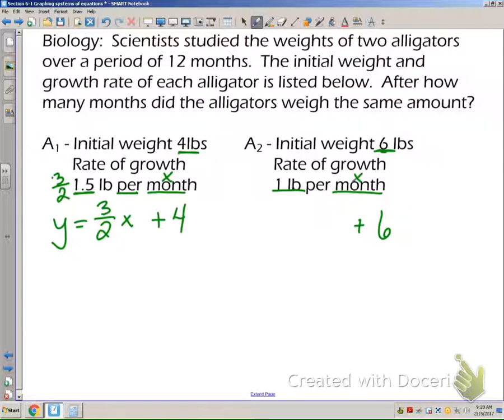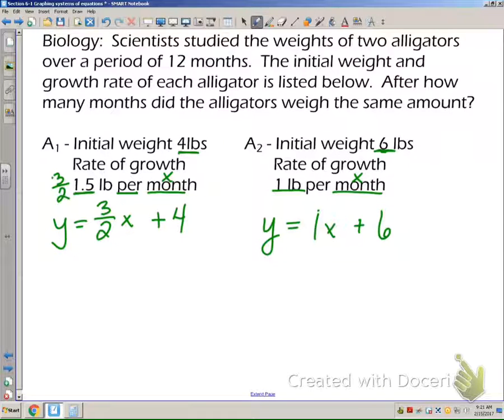So once again, I want to let x be the number of months. So 1 pound times the number of months plus the 6 pounds that he weighed to begin with gives me alligator 2's total weight. So now we can graph these.